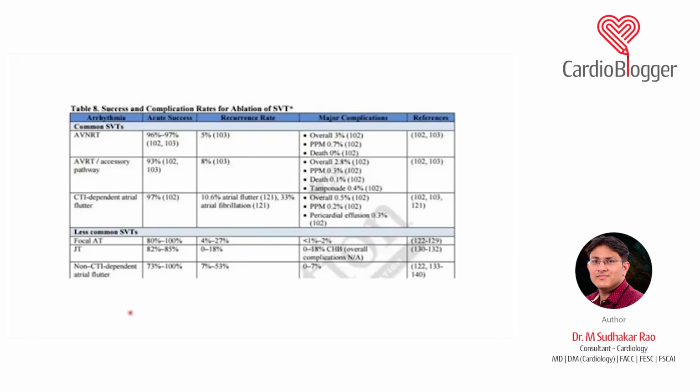Why catheter ablation is the first choice: because the overall complications, like mortality, are almost nil, or 0% with catheter ablation. The patient may need permanent pacemaker implantation, which is less than 1% of the time. So that is why it always remains a class 1 therapy for patients with SVT.